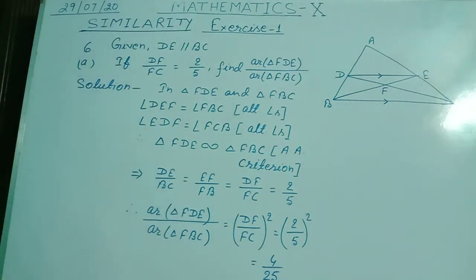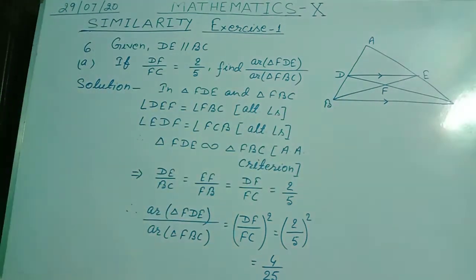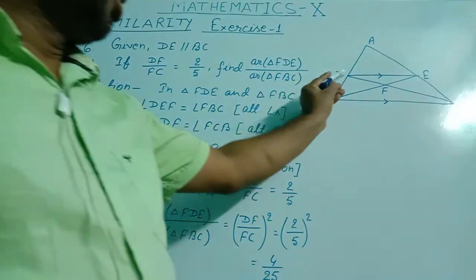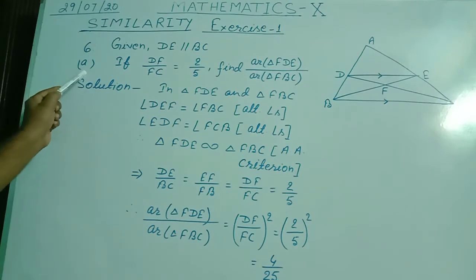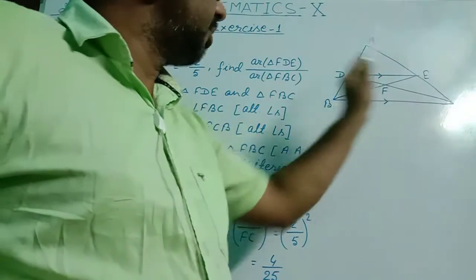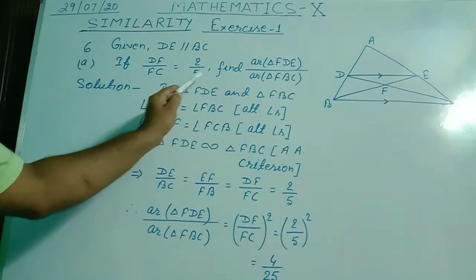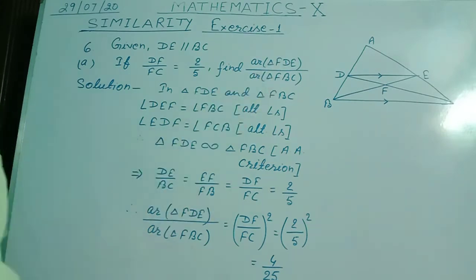We are solving similarity exercise 1, and today we will start from question number 6. In question number 6, this figure is given in which you are seeing DE is parallel to BC. Question A: if DF by FC equals 2 by 5, then find area of triangle FDE by area of triangle FBC.